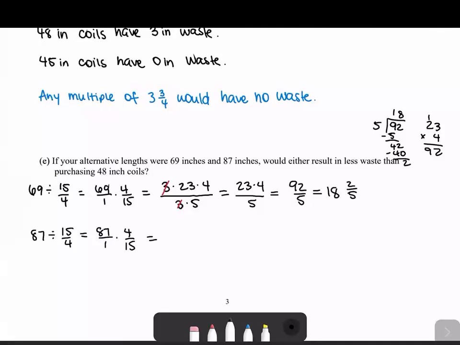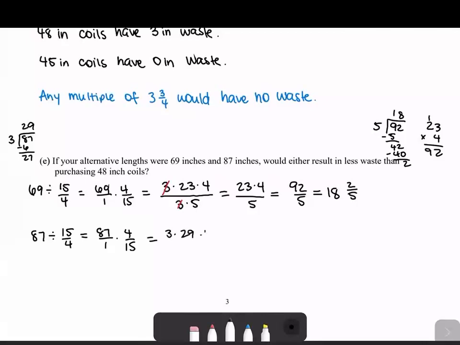So 87 divided by 3. 3 goes into 8 2 times. 27, so this is 29. That should be 29. My apologies. So this is 3 times 29 times 4 over 3 times 5. Okay, so the 3's cancel again.